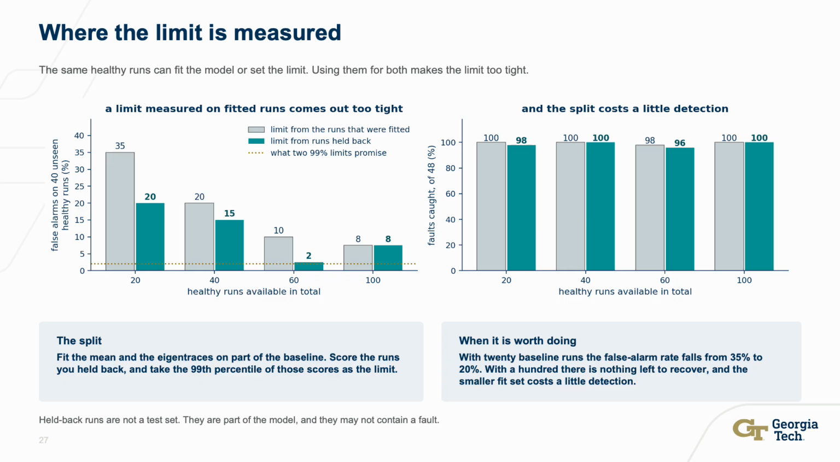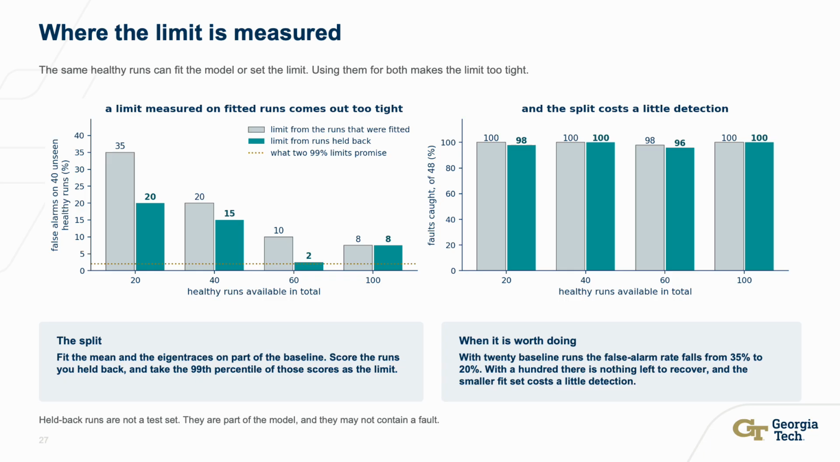The experiment holds the total number of healthy runs fixed, because that is the real constraint in a fab. Gray means all of them were used for fitting and the limit came from the same runs. Teal means 70% were used for fitting and the limit came from the other 30%. With 20 runs in total, the false alarm rate falls from 36% to 20%. With 60, it falls from 10% to 2.5%, which is finally close to that 99th percentile promise. With 100, both come down to 7.5%, so there is nothing left to recover. The right panel is the cost. A smaller fit set is a slightly worse model, so detection dips by a point or two.